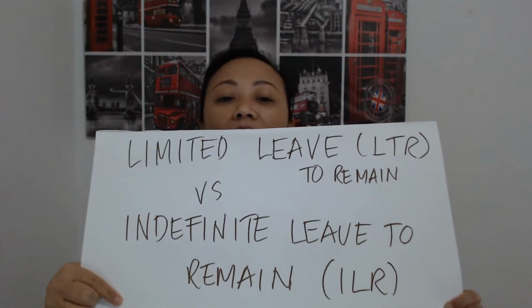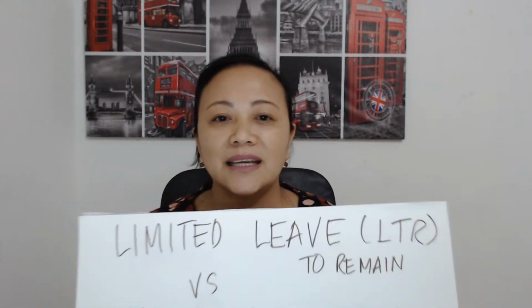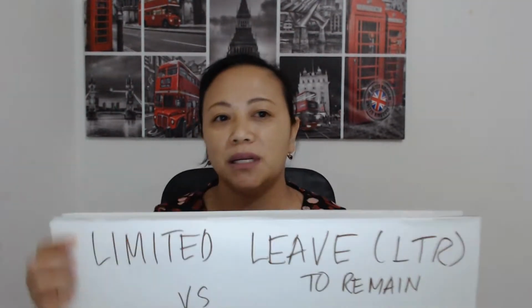Indefinite leave to remain, as you know, is when you've got this permanent status. So the word indefinite means there's no restriction on the time. There's no time limit. That means you are already a permanent resident in the UK, and you complied with all the requirements, so that you've been granted indefinite leave to remain. So that is the difference. You shouldn't be saying indefinite leave to remain if you mean limited leave to remain.